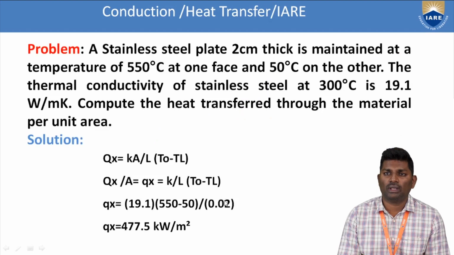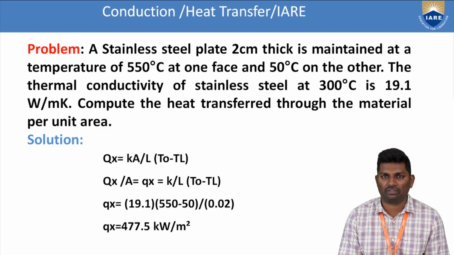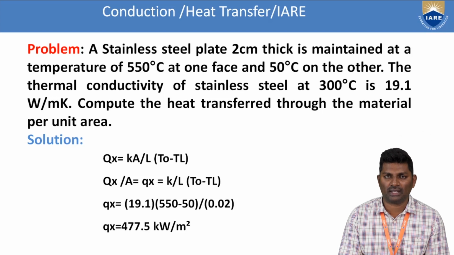Now if you consider a problem in this: a stainless steel plate 2 cm thick is maintained at a temperature of 550 degrees centigrade at one phase and 50 degrees on the other phase. The thermal conductivity of stainless steel at 300 degrees centigrade is given as 19.1 watt per meter Kelvin. Compute the heat transferred through the material per unit area. You have to find out the heat transfer through the material per unit area.